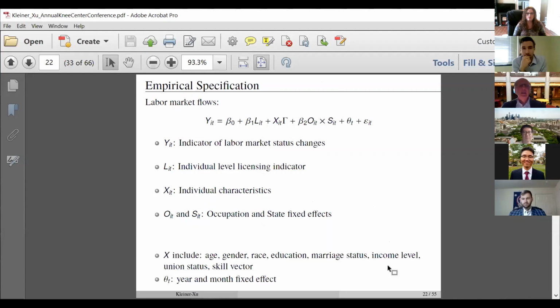In terms of the empirical models, these are views of individuals who are switching, taking into account some covariates. We use measures of individual licensing indicators, individual characteristics, and we also use occupation and state fixed effects. Our X's include the traditional covariates in the CPS. So we have occupation and state fixed effects, year and month fixed effects, and we try to see, when you control for individual, state and occupation fixed effects, do our basic results hold?